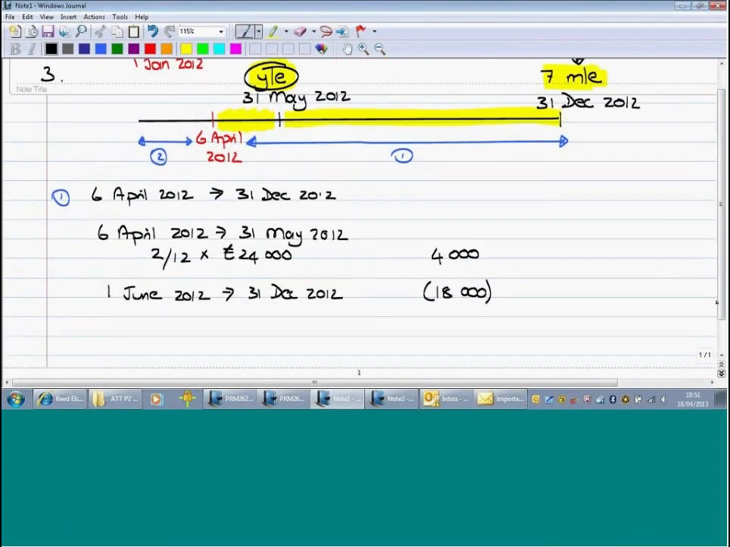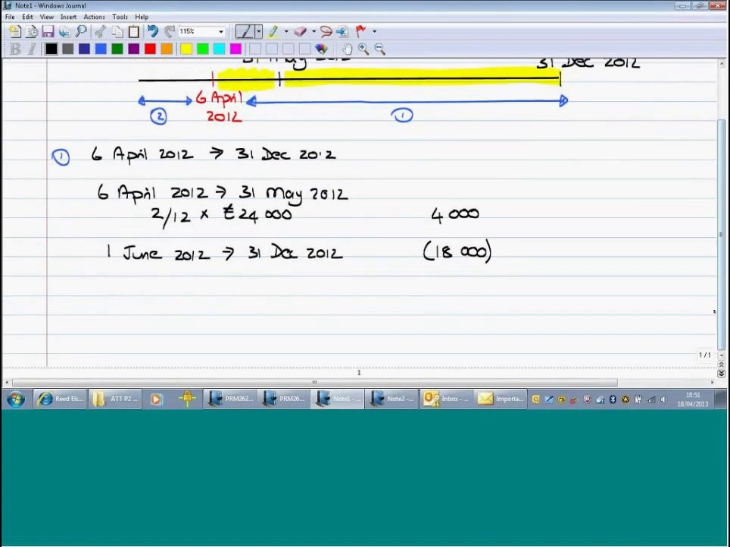Now, we haven't quite finished, because when we're calculating the step from the 6th of April to the date trade ceases, we've also got to remember to deduct any unrelieved overlap profits. And the unrelieved overlap we are given in this case. So looking at the question paper, we're told that Mike has unrelieved overlap profits of £10,000, so I'm going to deduct them, so I'm putting that as a negative number.